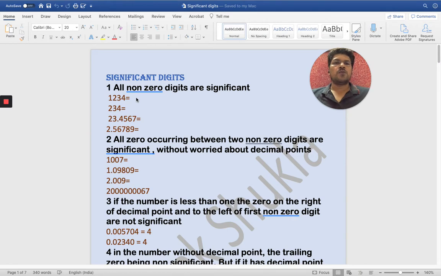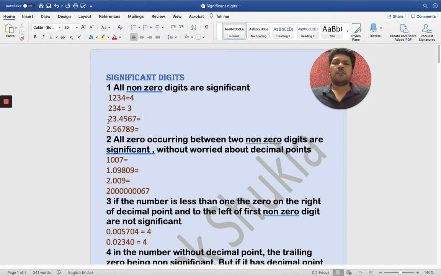There are certain rules for that. So the very primary rule is that all non-zero digits are significant. Let's say I have a number 1234. I have randomly placed this number, and you can see how many significant digits are present in it. That is 4, because all are non-zero, so all digits are significant. Then we have 234. It contains three non-zero digits, that is why all are significant.